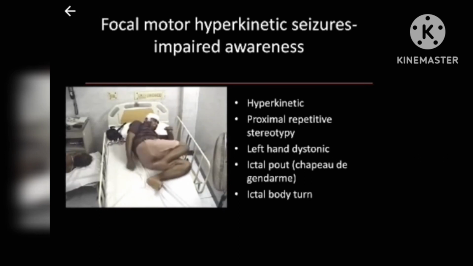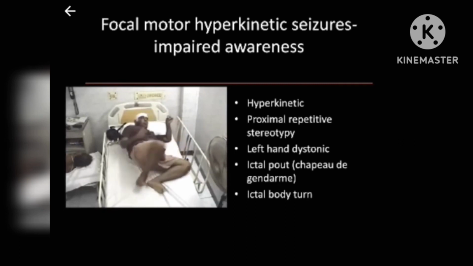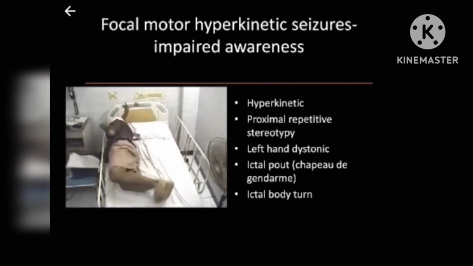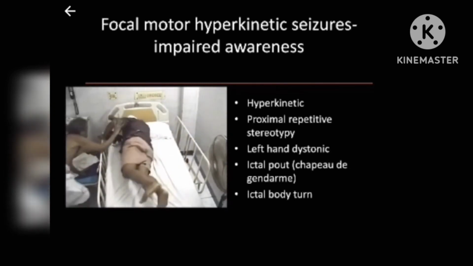Repetitive hyperkinetic movements. And you will not believe that this is also a type of seizure. And then there's that body turn. You see that? There's a different body turn, completely confused.